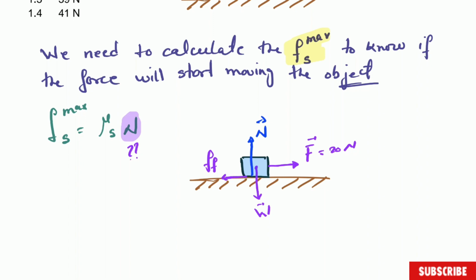Now, we are looking for normal. Normal is in the vertical direction. I'm going to call this one vertical. You can write y-axis.